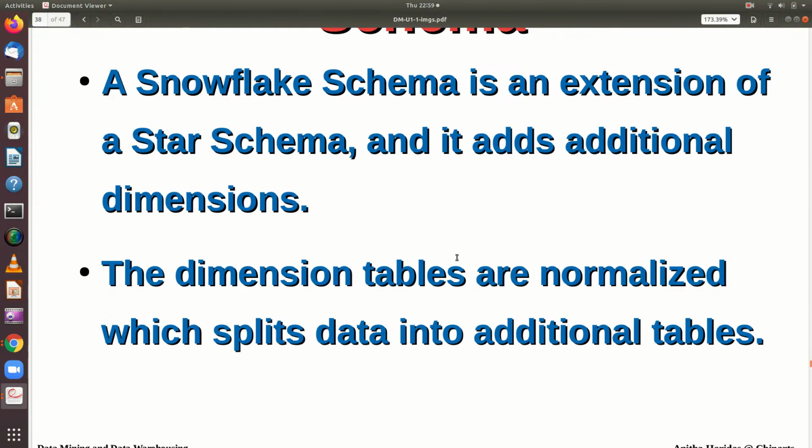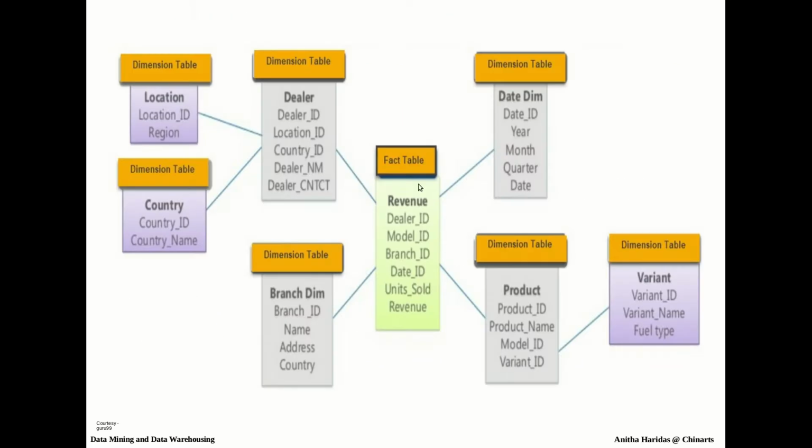In the snowflake schema, I have a fact table and the dealer information is now added with location information and country information separately. So this dimension table has an additional dimension table for normalization purposes. Whereas here the product table has additional information about the variants. So this is maintained separately and this is maintained separately. It will be joined using the foreign key.